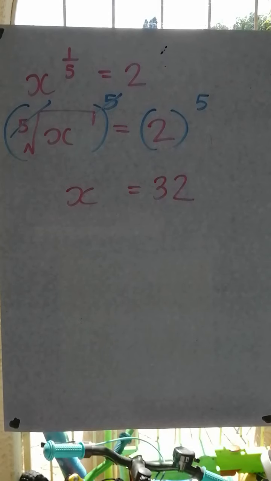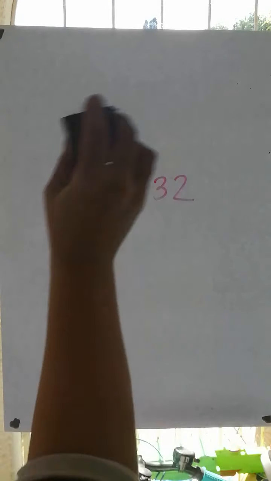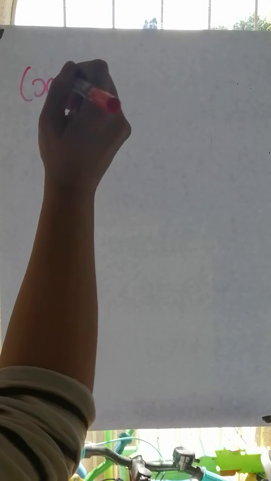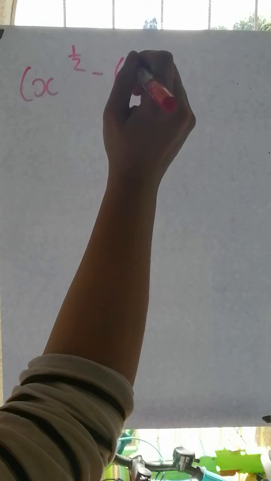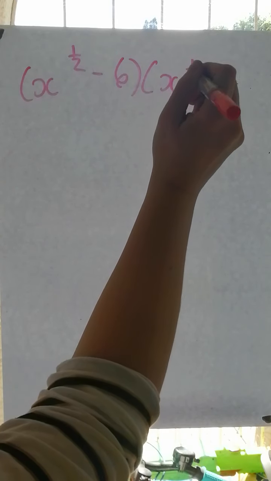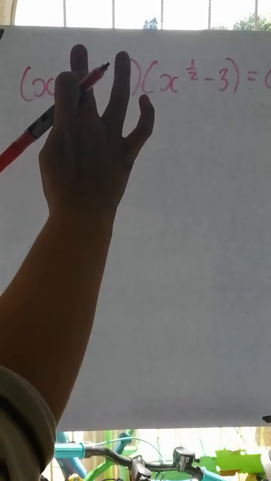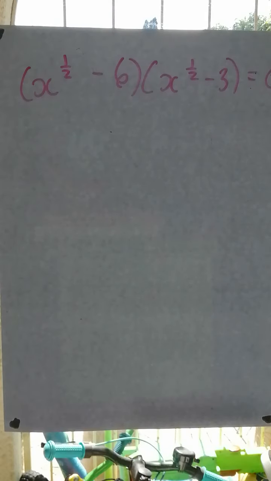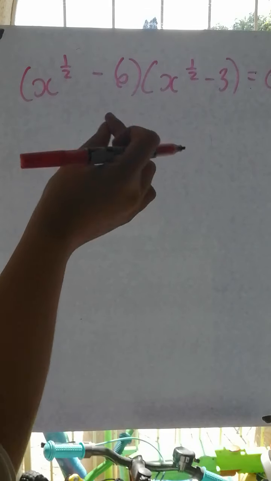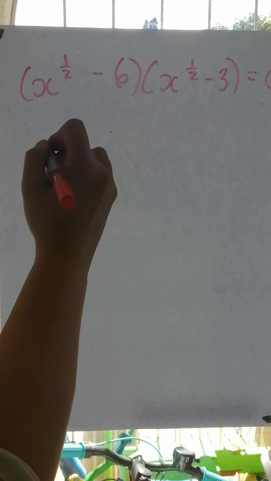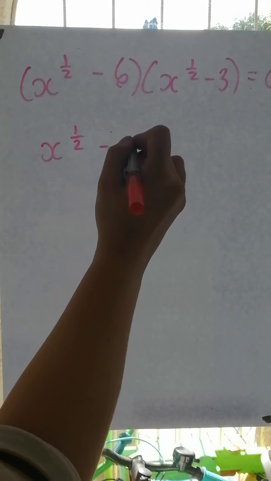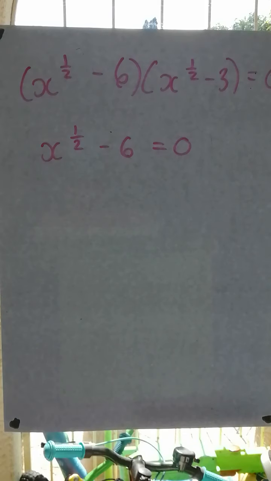What would happen if I gave you F? Let's look at F. F looks like this. And perhaps you'll actually see this later on in equations. But just very quickly, if I give you x to the power of a half minus 6 times x to the power of a half minus 3 equals 0, and I ask you to solve for x. Yeah, you definitely will see this in equations. But just very quickly, it means I must make this equal to 0 and I must make this equal to 0.